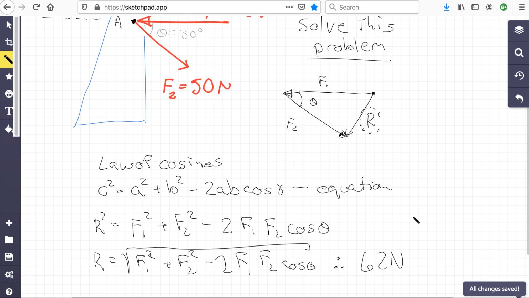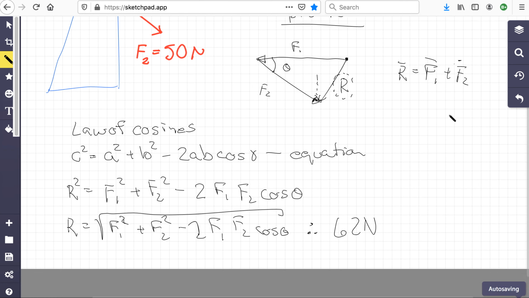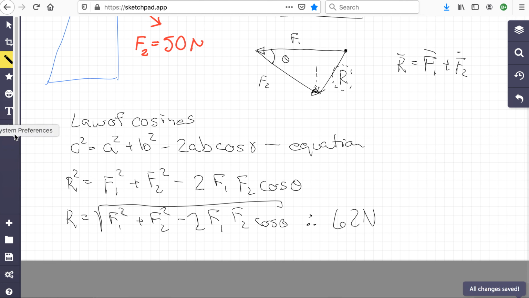Another way to do this, again, is to break it up into components. Basically what we did is vector addition: R is equal to the F1 vector plus the F2 vector. We started with that, but we used the law of cosines to add these vectors together. It's a good way to solve some problems, not all problems, and it's another tool in the tool chest.